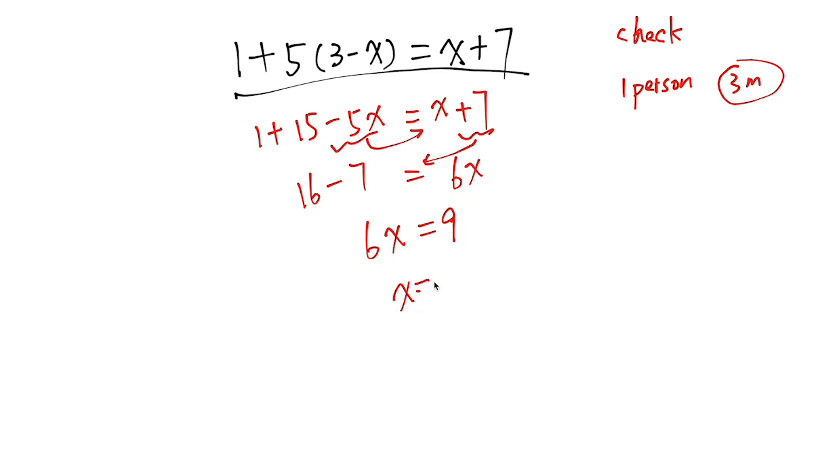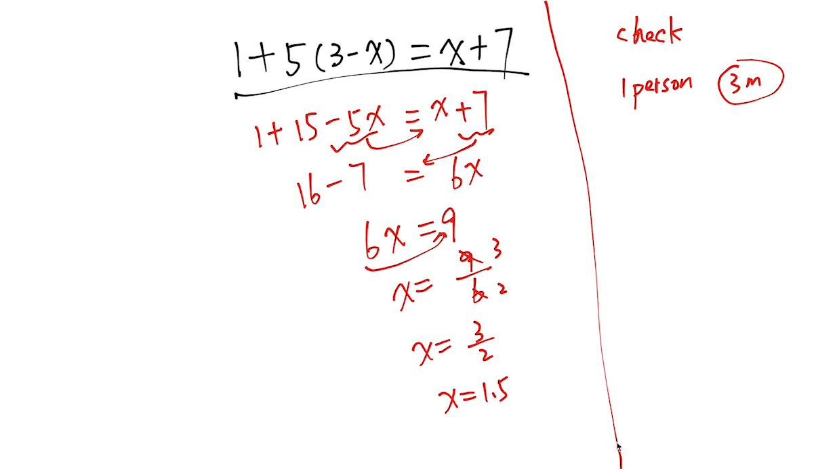So x should equal this one. Move here, it will become 9 over 6. Actually, remember to simplify it, it will be 3 over 2. Also, you can write x equals 1.5. Maybe you should use a fraction to represent the answer, but it's also a very common form. Now I need to show you how to check. So how to check? You know x equals 1.5 or 3 over 2.